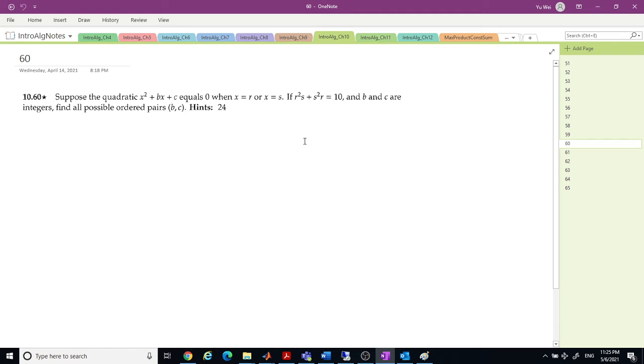Next. Suppose the quadratic equals 0 when x equals r or x equals s. Then if we know this, basically we know the roots r and s, so we can write them down. r plus s is equal to negative b, and r times s is equal to c, right? a is 1, this is b, and this one is 10, and b and c are integers.